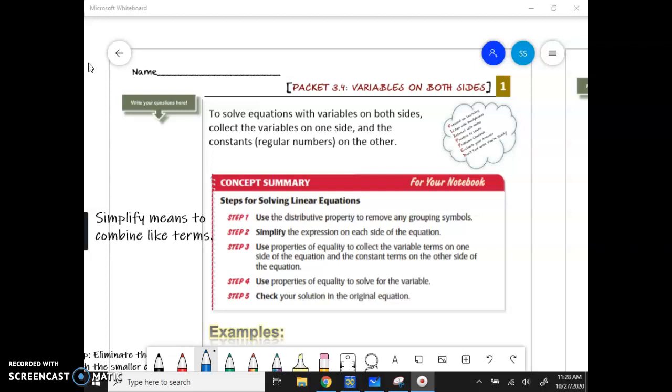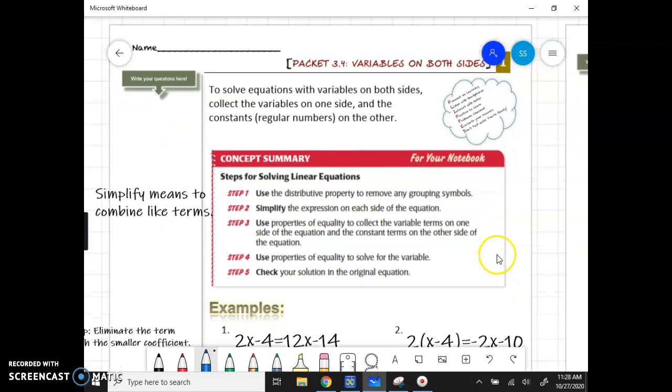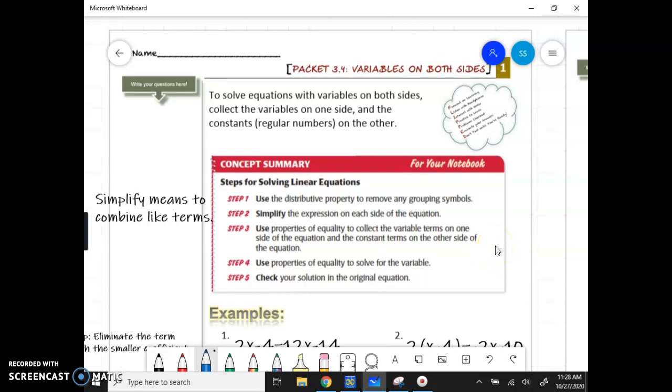Okay, so we've got some steps for solving linear equations. Step 1, use the distributive property to remove any grouping symbols. Step 2, simplify the expression on each side of the equation. Simplify basically means to combine like terms. Step 3, use our properties of equality to put the variable on one side and the constants on the other side. Step 4, use those properties of equality to solve for the variable. And step 5, check your solution.